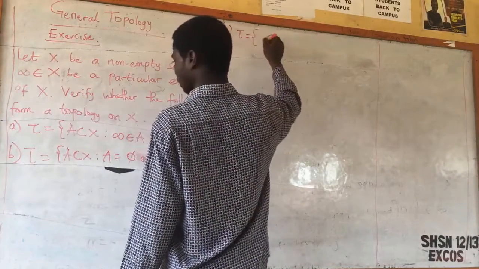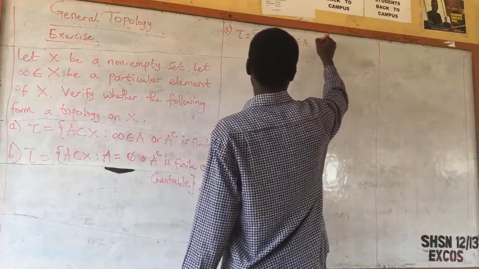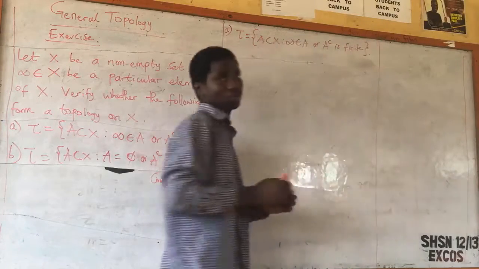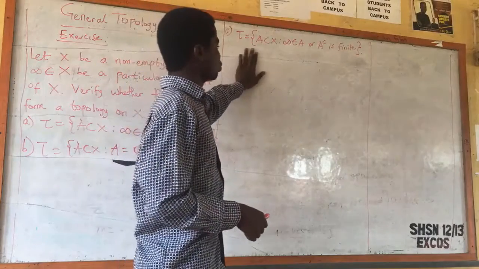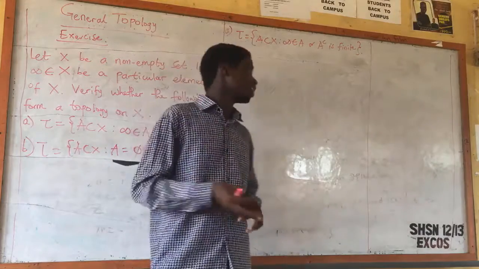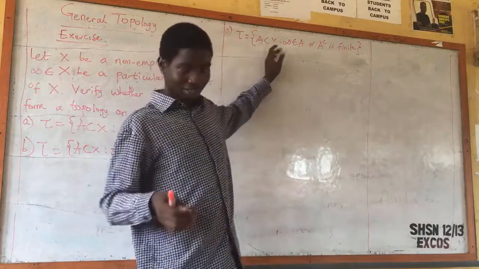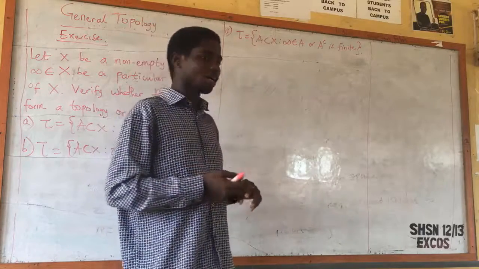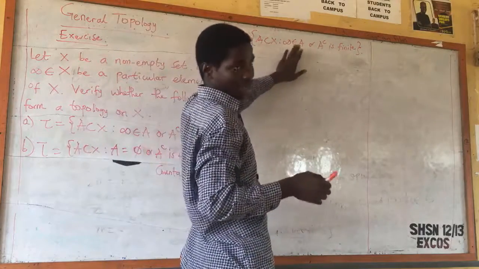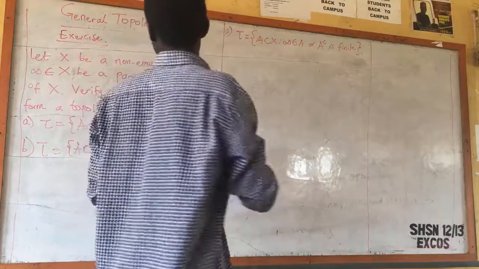I have the topology defined as A in S such that infinity is not in A, or A complement is finite. Now we want to show whether or not this is a topology. To show that this is a topology, we have to show three things. The first is that the empty set and the whole set are there; then that the arbitrary union of every element here is also in the topology; then the finite intersection as well. Now the first thing is to check whether the empty set is here. So the empty set, is it in this one? That is the first question.